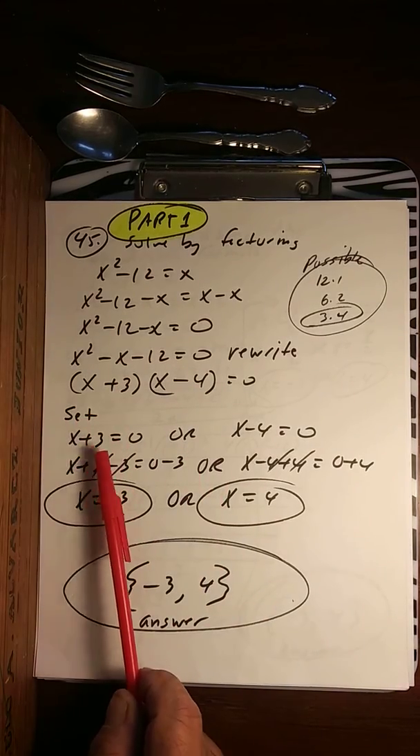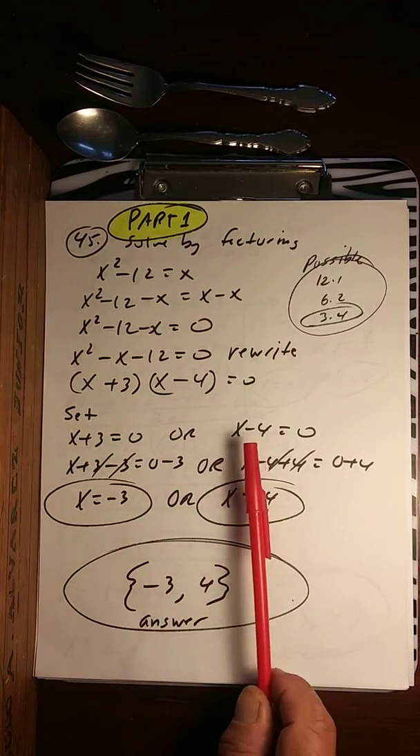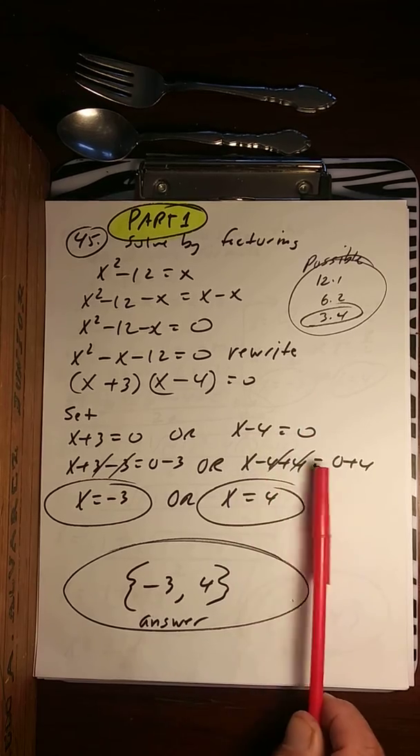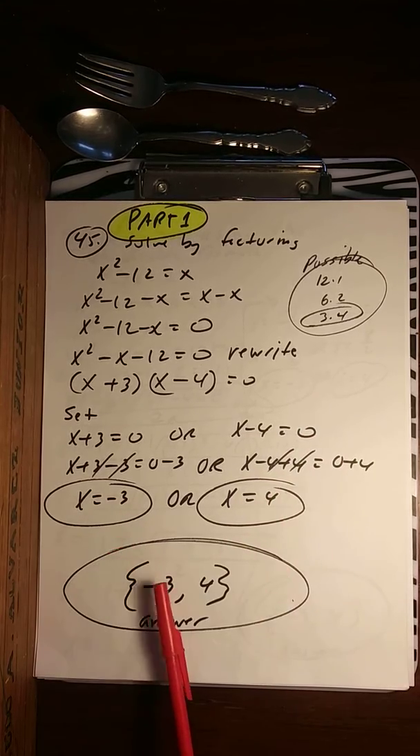So x plus 3 equals 0, minus 3 on both sides, so x is minus 3. X minus 4 equals 0, so add 4, so x is 4. So we have negative 3 and 4.